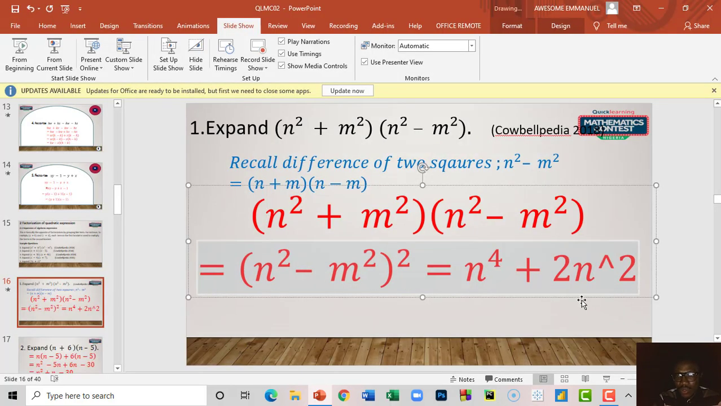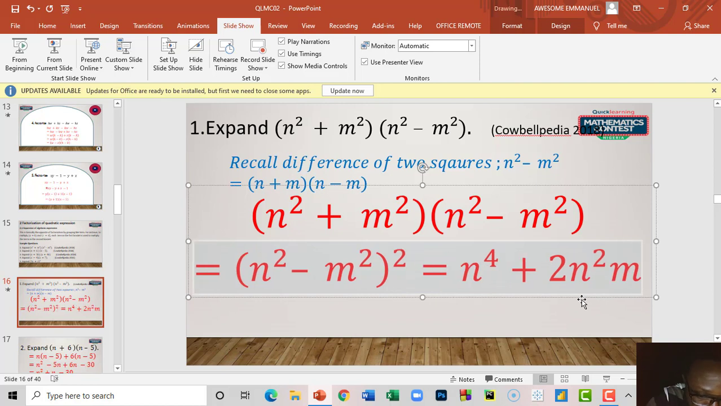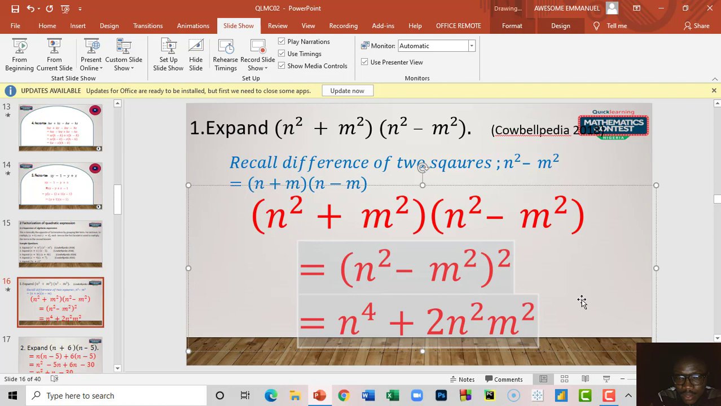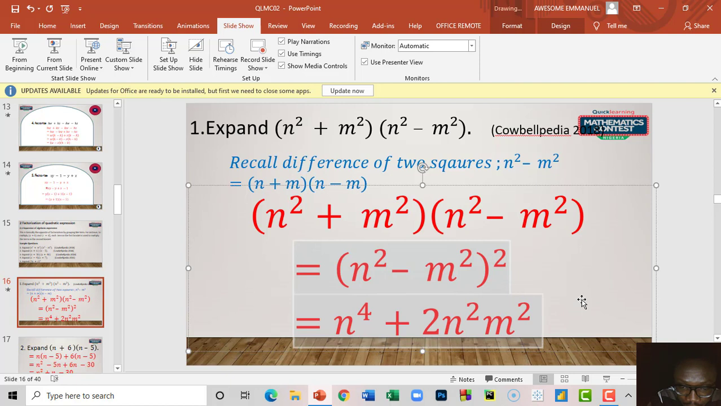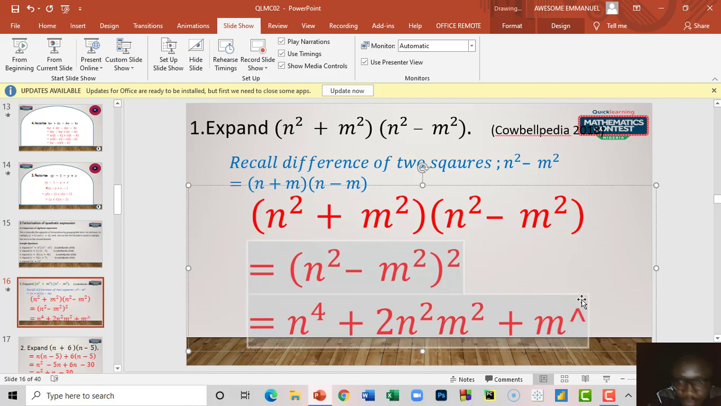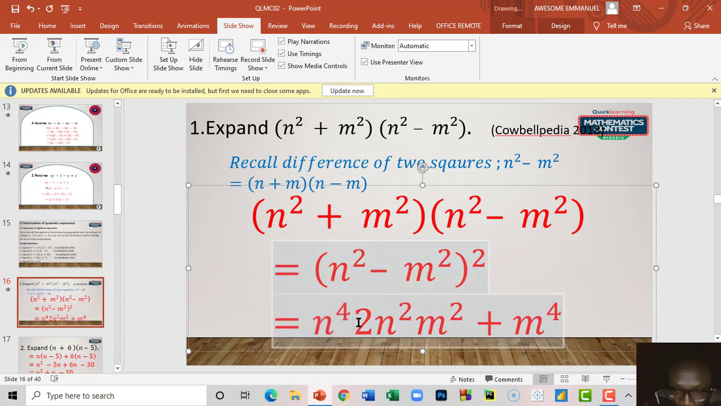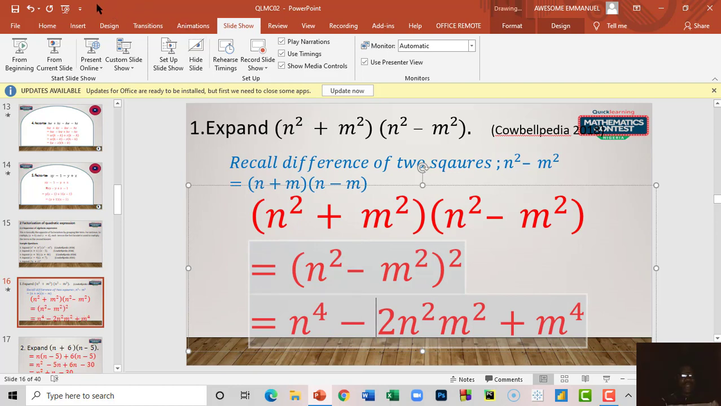Okay, n raised to power of 2, m raised to power of 2, then minus. I said minus. I'll change it to minus later on. Then the next one I will have is plus m raised to the power of 4. So this is our answer. Let's change this guy to minus. So this is our answer. So we have actually expanded that.